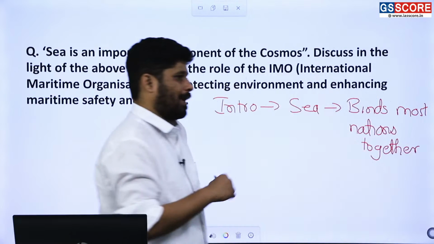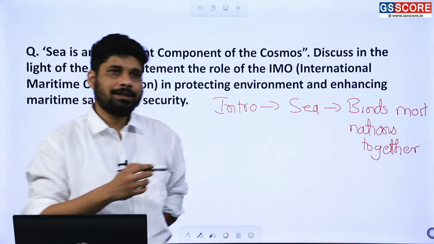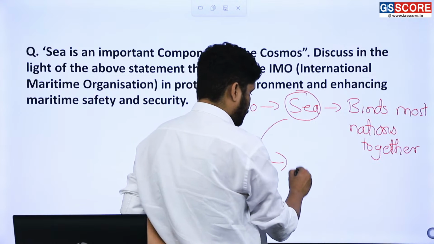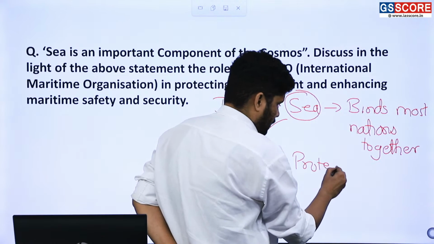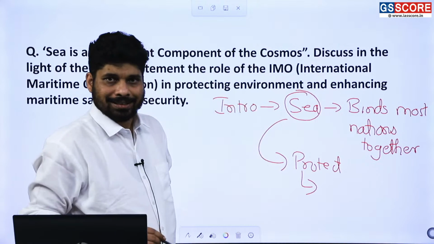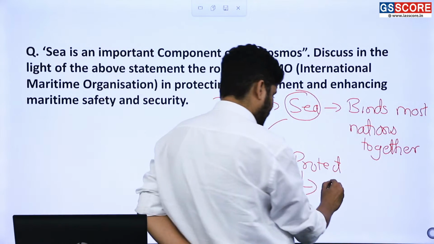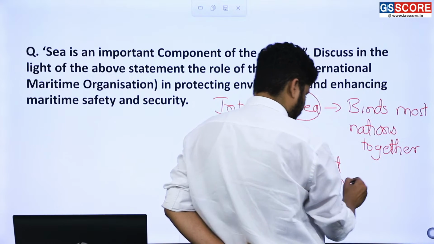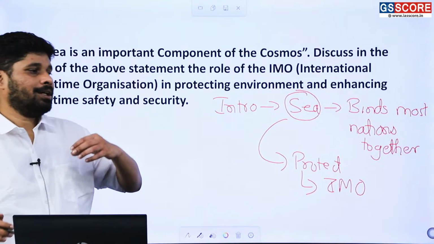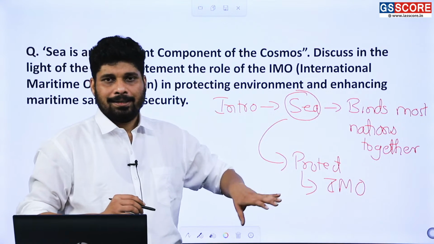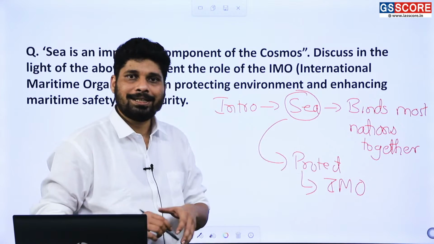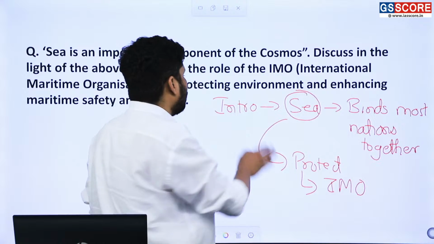ठीक है. And because it binds most nations together, it becomes a responsibility of us to protect it. And this responsibility to a large extent has been spearheaded by International Maritime Organization. IMO has taken it upon itself to regulate the problems or stop the problems that seas of the world face. Alright, चलो अभी मेन बॉडी पे चलते हैं.